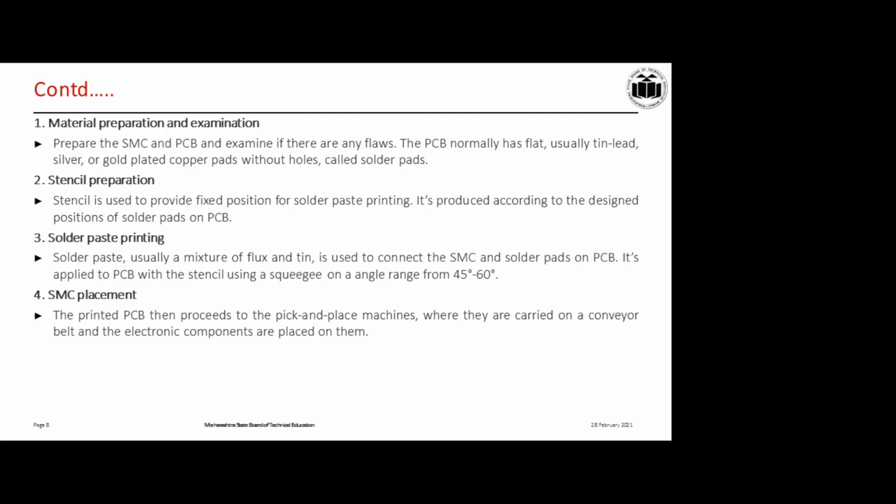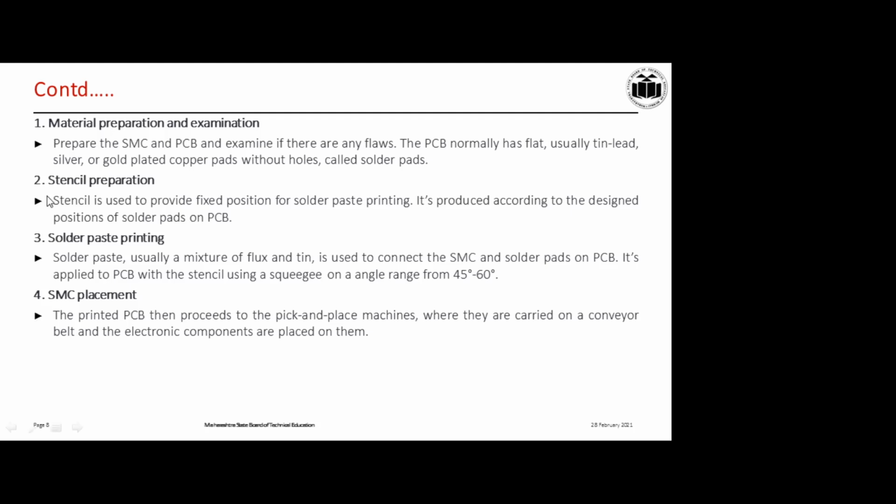Now what happens in the first step, the material preparation and examination. Before fixing the SMT component on the PCB, here is the actual SMC component, that is the surface mount component, and the PCB will be examined and we will find out if there are any flaws or not. Basically the PCB which is used is flat, made up of usually tin lead, silver, or gold plated copper pad without holes, that is called a solder pad. Such PCBs we will select.